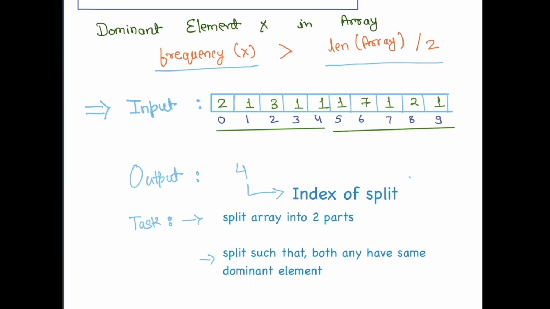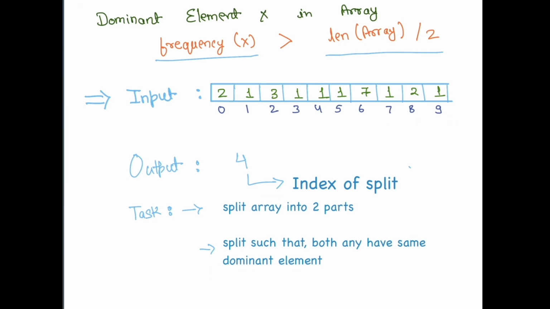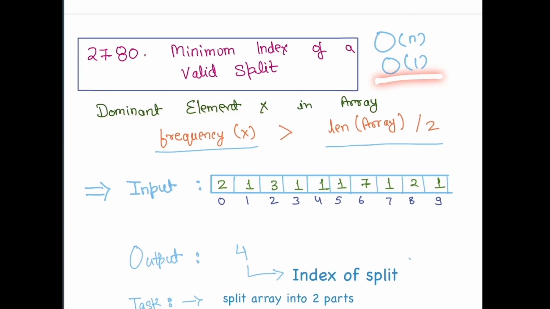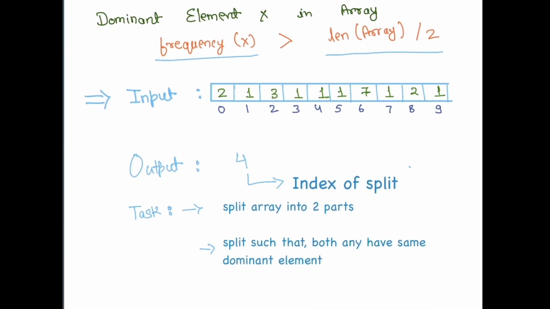Now to solve this particular problem, the first thing is we need to find what is the dominant element in our array. There is an algorithm which can find the dominant element without taking any extra space and in just a single loop. And let us see what is that algorithm.